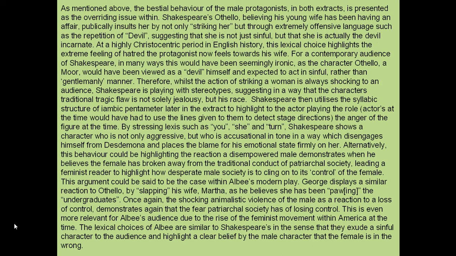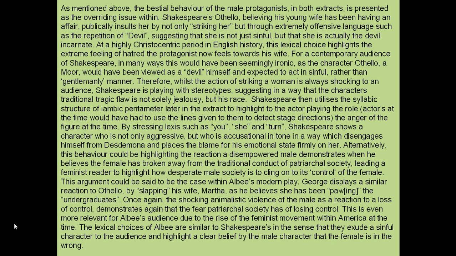As mentioned above, the bestial behaviour of the male protagonist in both extracts of text is presented as the overriding issue within. Shakespeare's Othello, believing his young wife to have been having an affair, publicly insults her by not only striking her, but through extremely offensive language such as repetition of a devil, suggesting that she is not just sinful, but she is actually a devil incarnate.